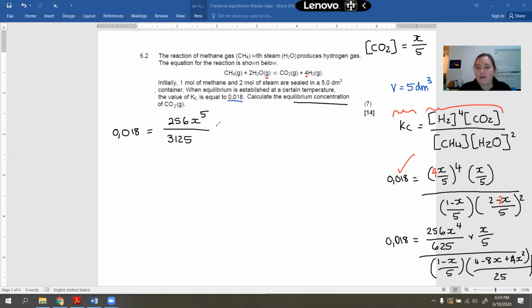Okay, then I'm going to tip in times because I actually want to bring this up to the top. So I'm going to have 5 times 25. I get 125 on the top. Bear in mind that's from those two. And then on the bottom, I'm going to have 1 minus x times by 4 minus 8x plus 4x squared.